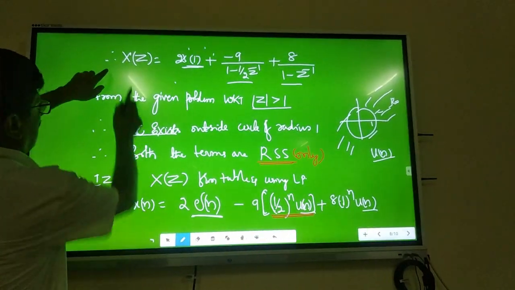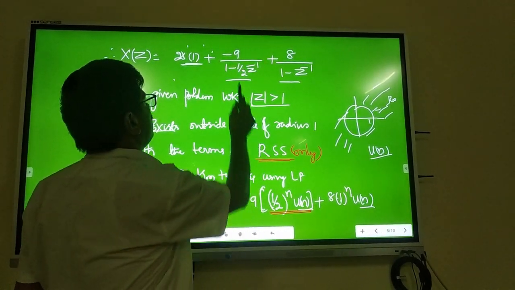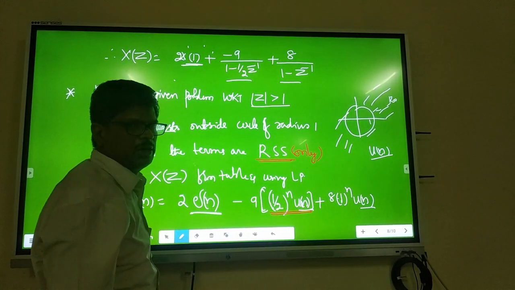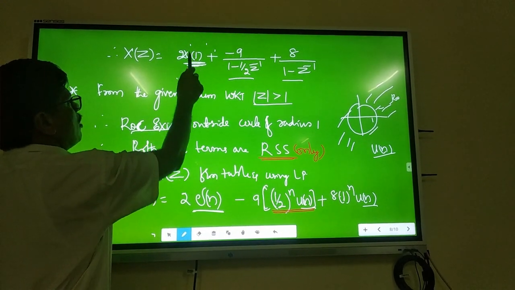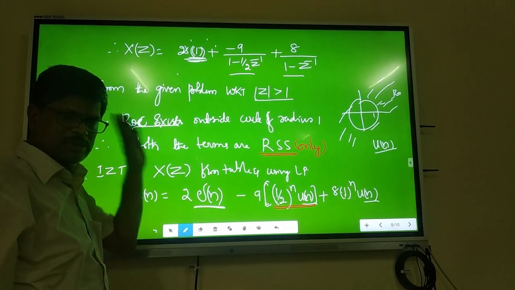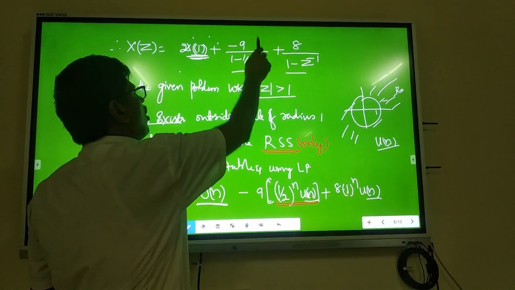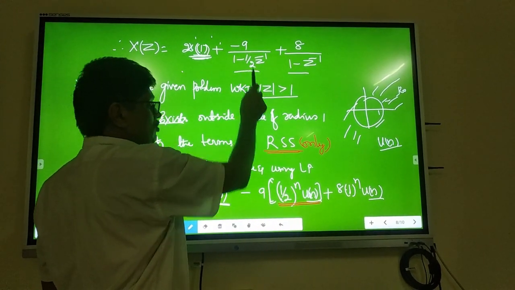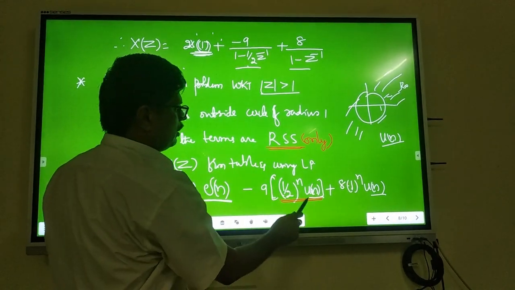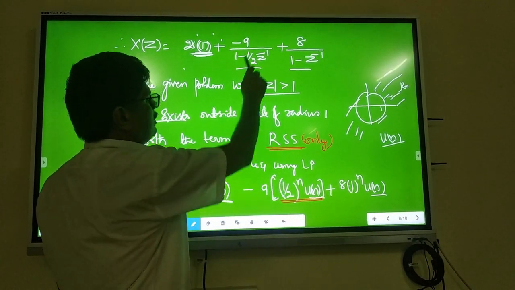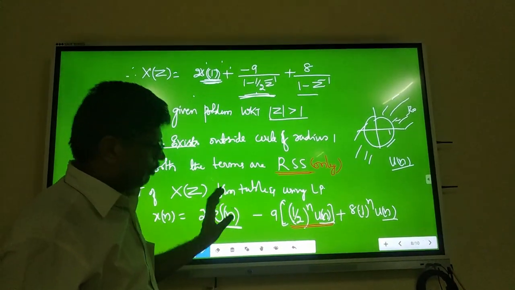Therefore, the inverse Z transform of this X(z), from the standard table. Using the linear property, because a1, a2 are here, 9 and 8, we can write x of n is equal to 2 into the inverse Z transform of 1, which is delta n, it is there in the table. Minus 9 into the inverse Z transform of 1 by (1 minus alpha Z inverse), where alpha is 1 by 2, which is (1 by 2) to the power n into u of n. U of n is a right-sided sequence. There is a standard formula for this, that is (1 by 2) to the power n into u of n.